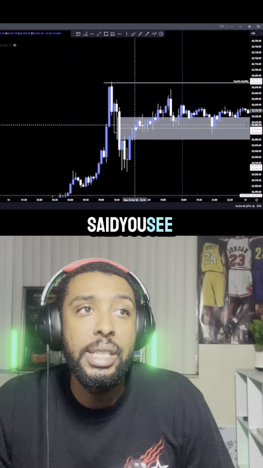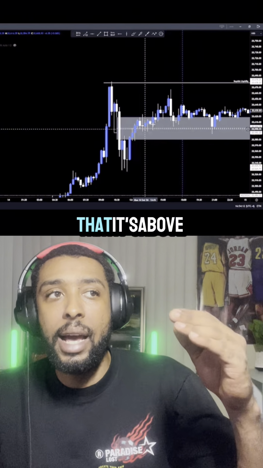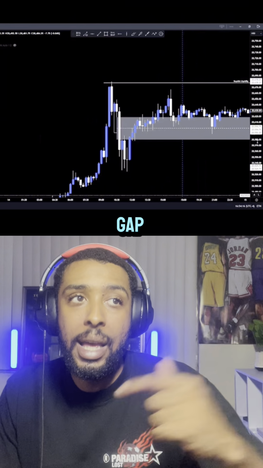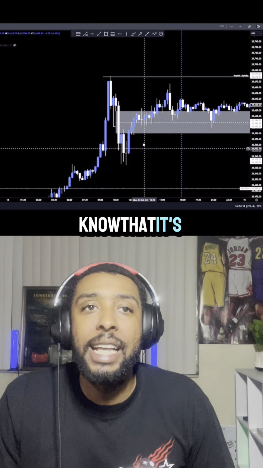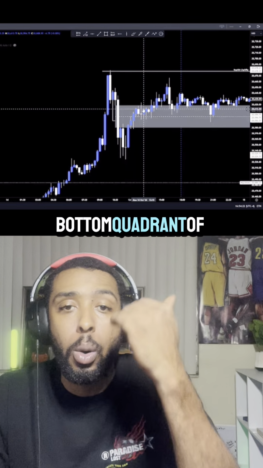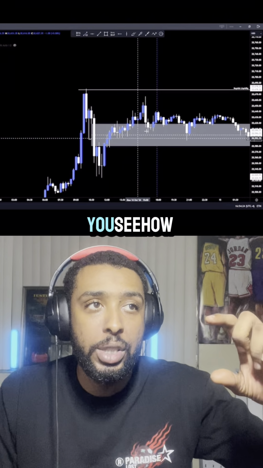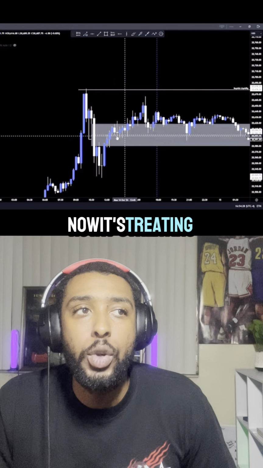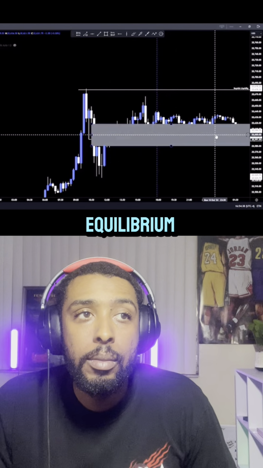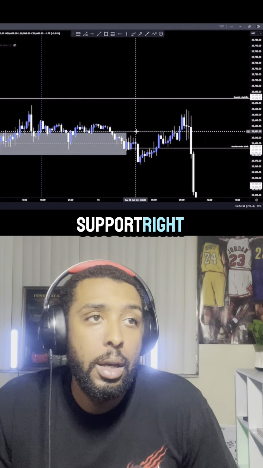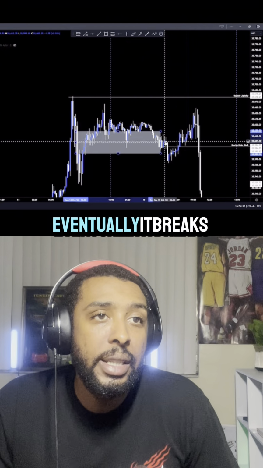And like I said, you see how it's trading. You see how it's above, it's inside the upper quadrant of the fair value gap. That's how you know that it's not super bearish yet, because if we were super bearish, it's going to respect the bottom quadrant of the gap. You see how it came above, and now it's trading above. So now it's treating equilibrium of this gap as support. That's basically what it's doing until eventually it breaks out.